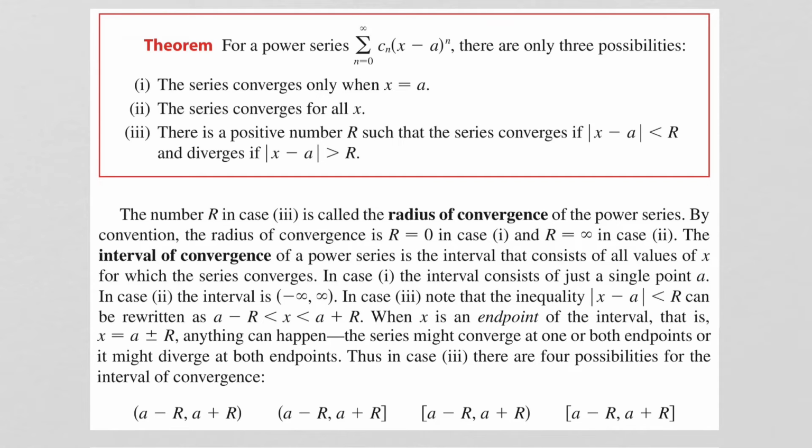Now let's summarize the last 3 examples by giving the theorem involved here. The theorem says for a power series centered at a, there are only 3 possibilities. One possibility is the series converges only when x equals a. And remember, this is the case that we say is pretty much useless to us, right? Because if it only converges at x equals a, it diverges everywhere else. And a diverging series is not useful to us.